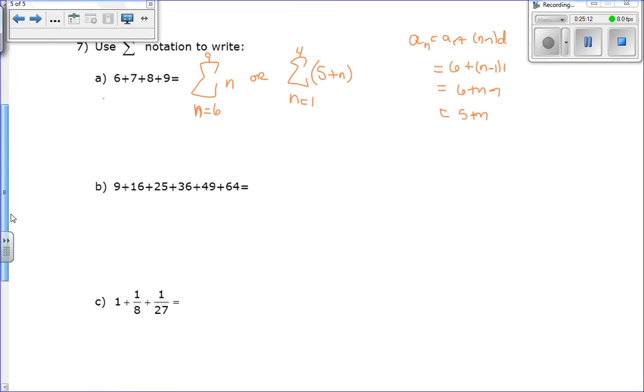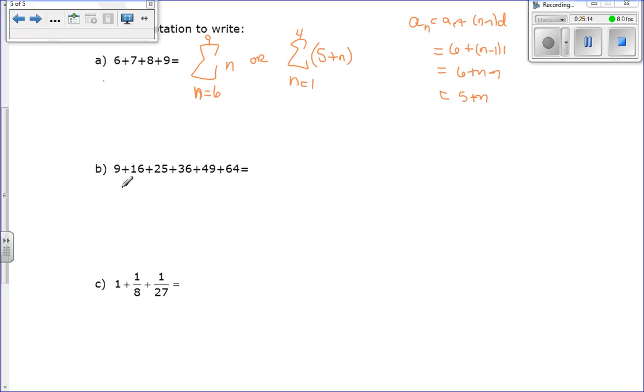The letter b is neither arithmetic nor geometric, but these are all special types of numbers. And the type of number those are is perfect squares. So n equals 3, 4, 5, 6, 7, 8. From 3 to 8 of n squared.